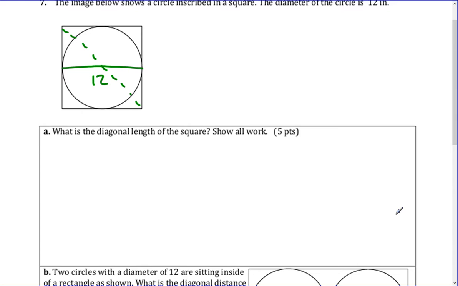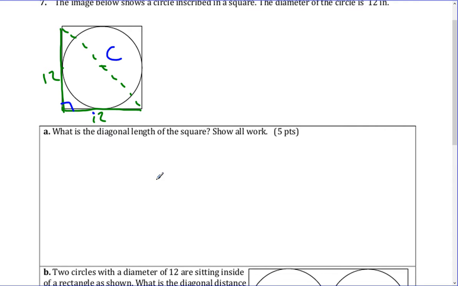Well, if this diameter is 12, like I have it drawn here, that also means that the bottom side of this square is 12. Why? How's that help me? Well, if I erase this middle line, do you see what shape I just drew? It's just a right triangle with side lengths of 12 and 12, and that's the hypotenuse. So if I do the Pythagorean theorem here, I can find the diagonal distance of the square.